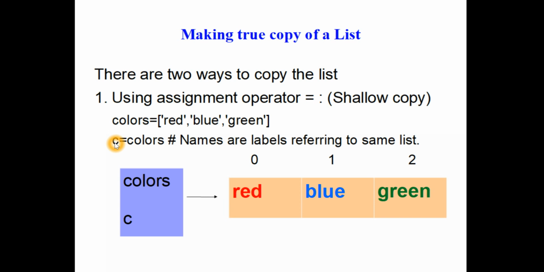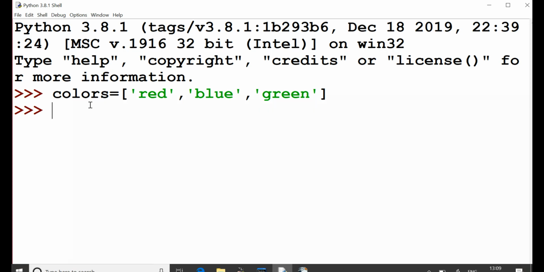Now let's see the example. Consider this example, colors containing the values red, blue and green. Now I am going to assign the value using the assignment operator. That means I am going to copy one list to another list using the assignment operator. So C is equal to colors. So the value of colors is copied into C. So both are referring to the same memory location. So if I do any changes in the colors, it automatically reflects in your C also.